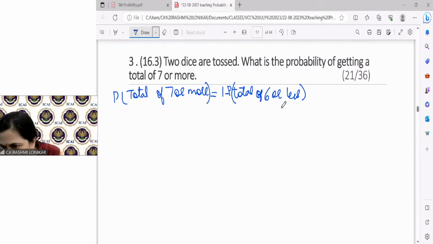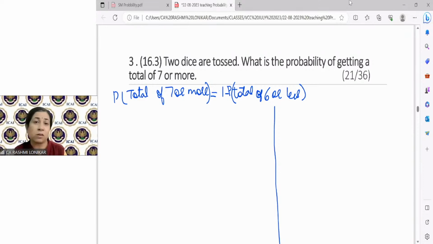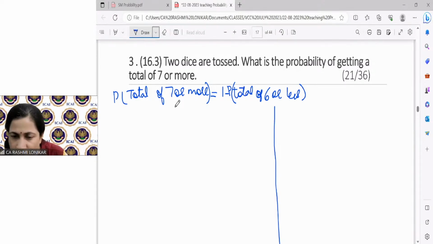Okay. So what I'm going to do is show you this method, and then I can also show you the other one, if you don't remember this method or you find it confusing. Now I will say 1 minus P of total of 6 or less. So let me see what are the total 6 or less.